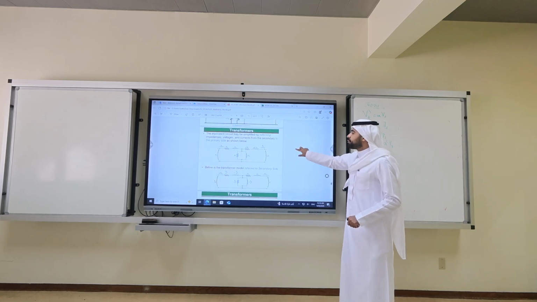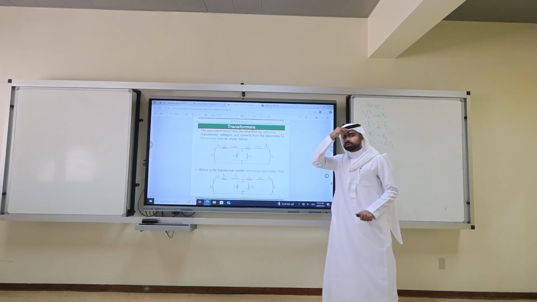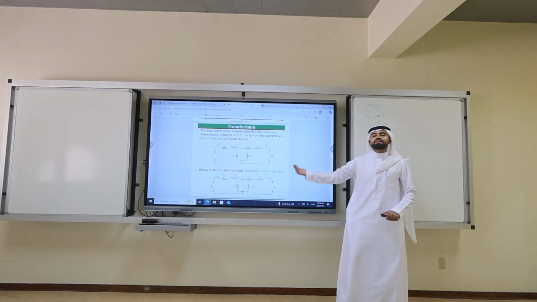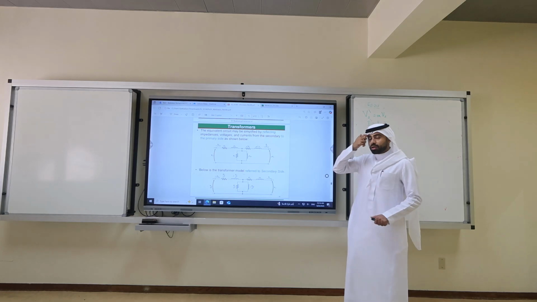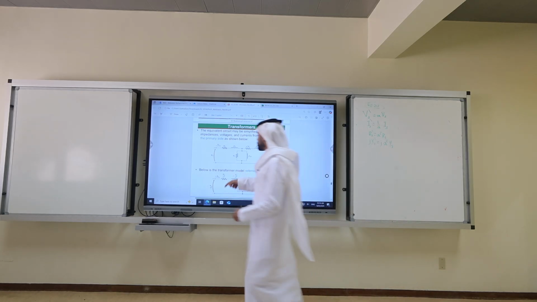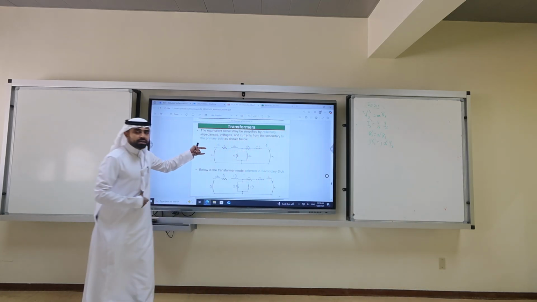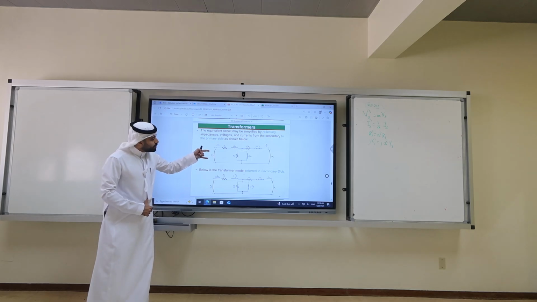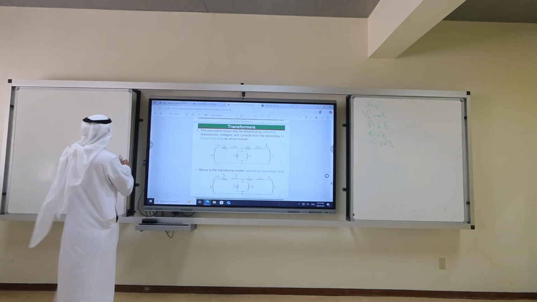Now, what if another student wants to do reflection on the secondary side? What they need to do is divide by A. So VP will be VP over A.